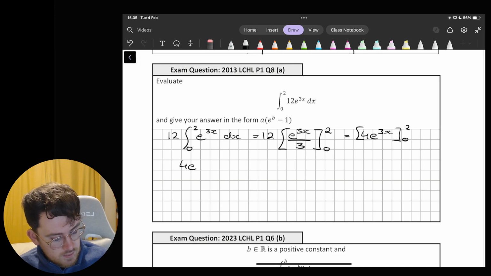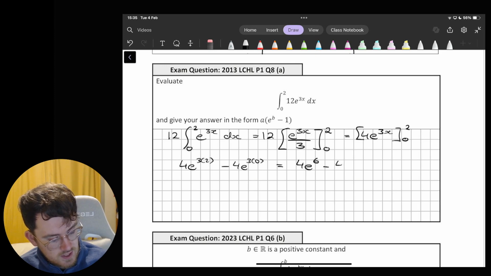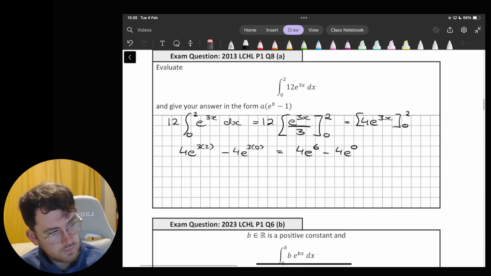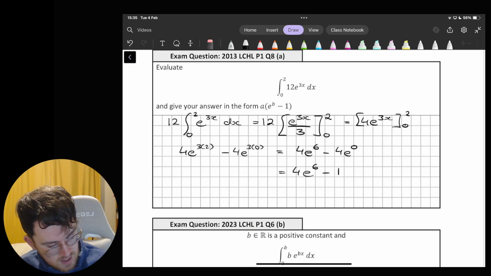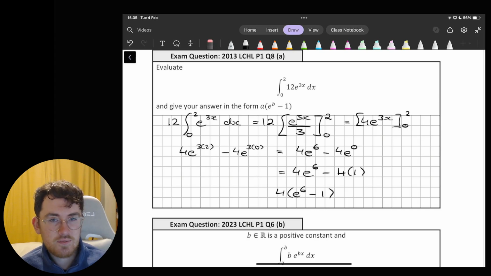So 4e to the power of 3 times 2 minus 4e to the power of 3 times 0. So that's 4e to the power of 6 minus 4e to the power of 0. Okay, so let's continue onwards. 4e to the power of 6 minus 1, or minus, I suppose, 4 times 1. And we can also factor out 4 here to get 4 times e to the power of 6 minus 1. So we have our answer presented in the format as requested in the question.